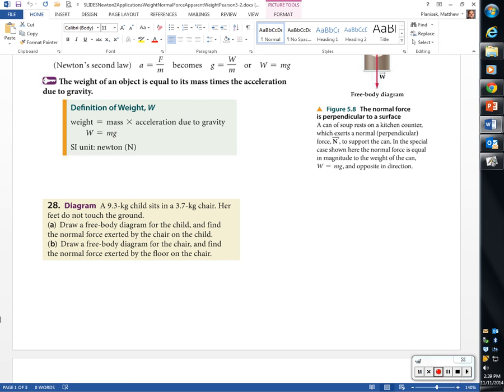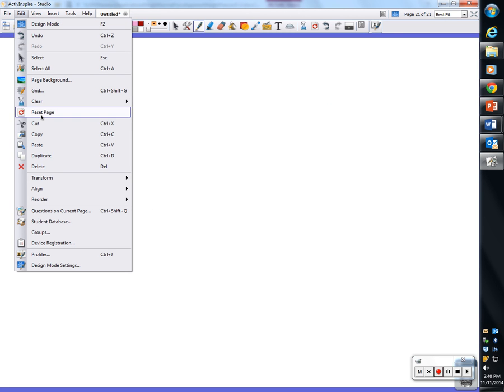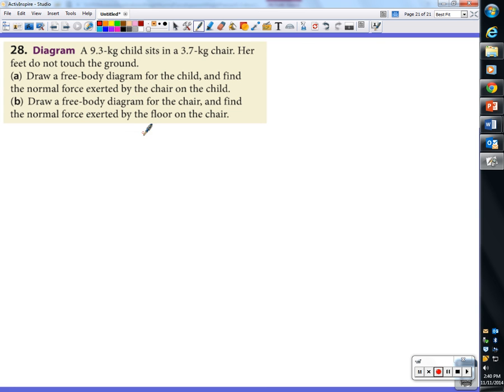Okay? Good there? All right, let's take a look at this one, down at the bottom of your first page. It says a 9.3 kilogram child sits in a 3.7 kilogram chair. Her feet do not touch the ground. Part A says, draw a free body diagram for the child.